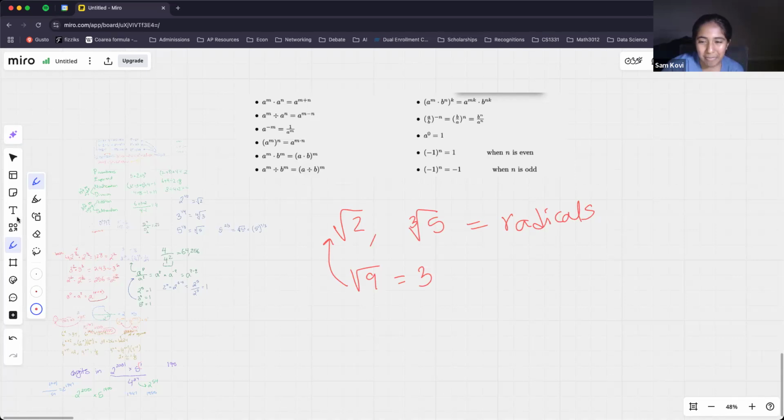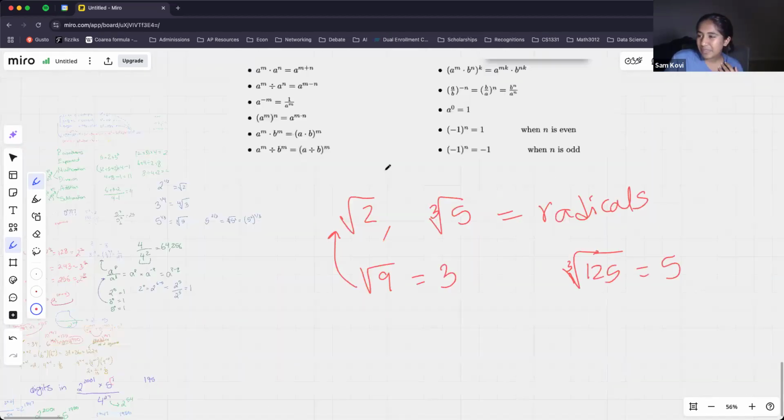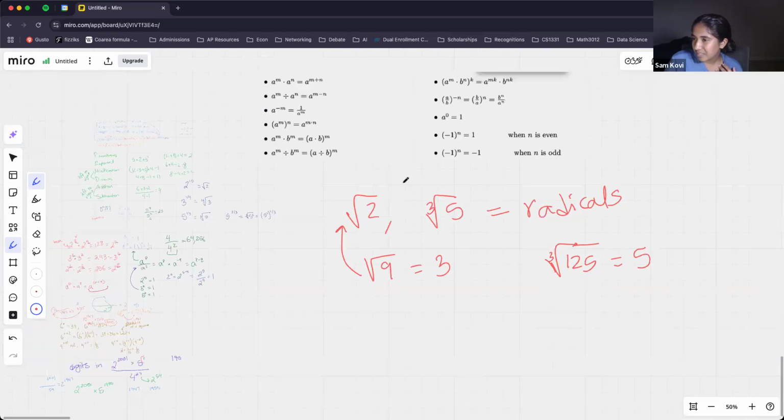Excellent. Now let's say I had cube roots. Can you guys find the cube root of 125? What could that be equal to? 5. Excellent. That's because 5 cubed is 125. So the cube root of 125 is just 5. Very good. And just like there are square roots and cube roots, we also have fourth roots and fifth roots and sixth roots and so on. So lots of different roots.